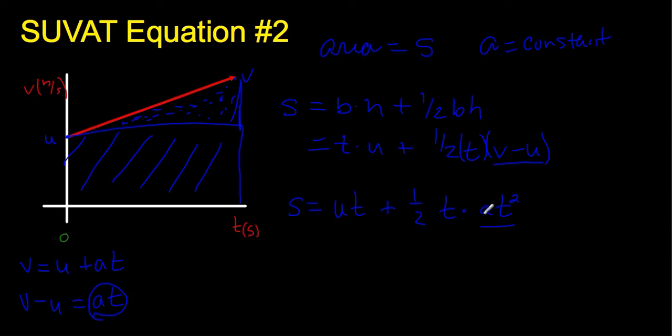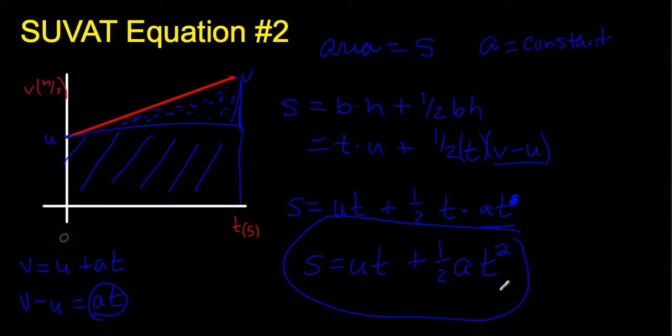Sorry, it's not squared right away. This is t times at, I jumped the gun. The rewriting of this is s equals u times t plus 1/2 a t squared. I'm so used to writing that I automatically put that on there. That's our second SUVAT equation, and it solves for distance. So this is very useful when we're trying to find the distance something traveled if we know the time, the initial velocity, and the acceleration. Our last video, which we'll do in a second, is going to involve the third SUVAT equation.